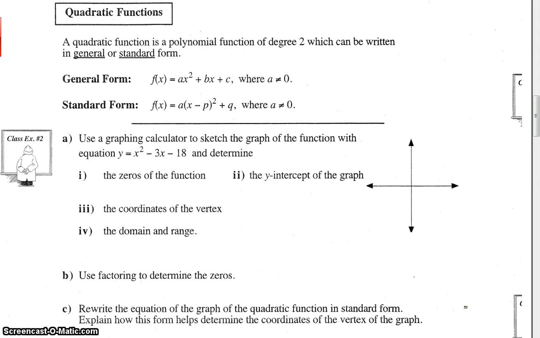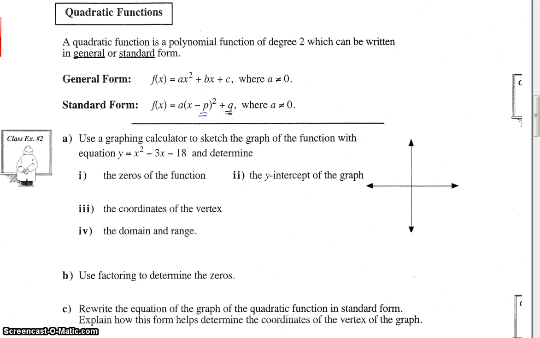All right, next example, let's look at quadratic functions. A quadratic function is really just a polynomial function that has degree 2, and it can be written in general or standard form. And you did this last year in 20-1. So the general form looks like this: f of x equals ax squared plus bx plus c, where a can't equal 0. Of course it can't, because if a was 0, that term would be gone, and it would no longer be a quadratic function. Okay, standard form. That looks familiar too. f of x equals a bracket x minus p squared plus q. That also gives us our vertex. The p and q is our vertex.